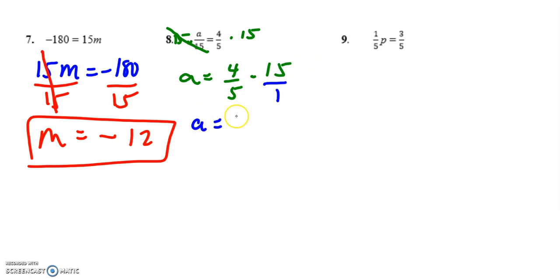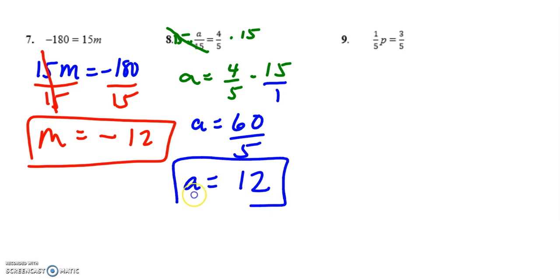4 times 15 is 60, 5 times 1 is 5. Does 5 go into 60 evenly? Why, yes it does. The answer is 60 divided by 5, or 12. How convenient that both of these had a 12 in it. And remember here, I love this problem so much because you had multiplication of fractions, which does not need any common denominator at all. Hurrah for that, right?